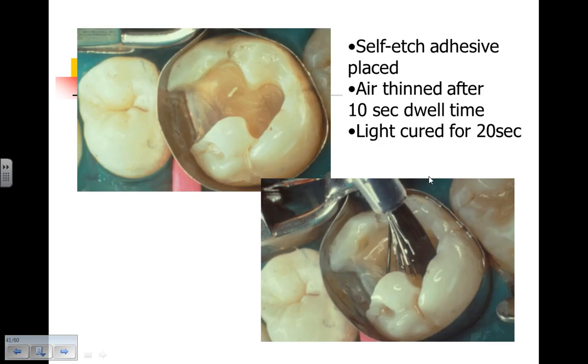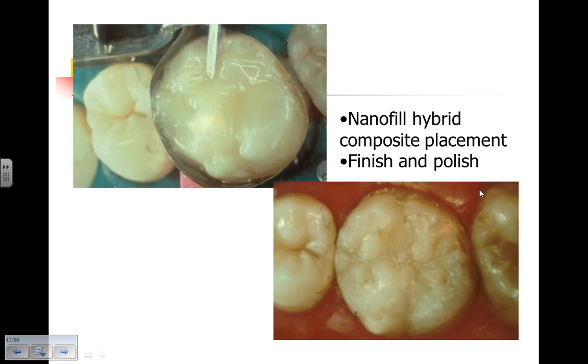In this case I used a self-etch adhesive rather than etching with phosphoric acid. I agitated it, left it in place for 10 seconds, air thinned it, and light cured it for 20 seconds. The light tips we have in the clinic would require that I light cure the mesial for 20 and then the distal for 20 with the adhesive. I then place the composite in increments and light cure each increment, and I finish and polish it. Notice the dental dam is in place. Isolation is critical for success with posterior composites.